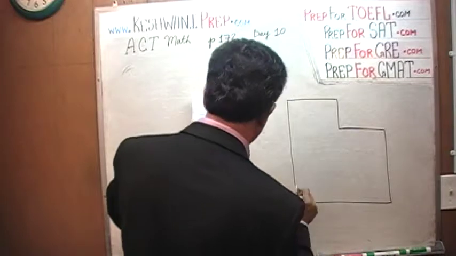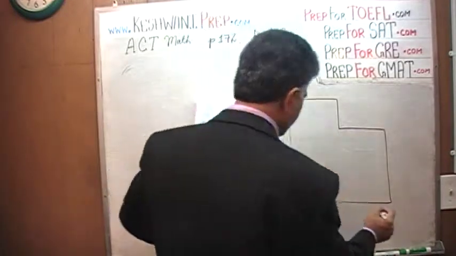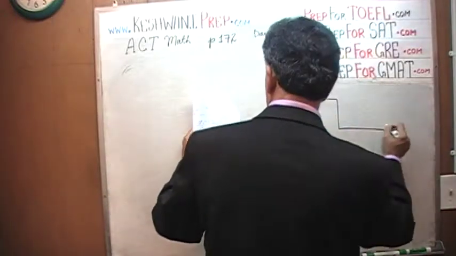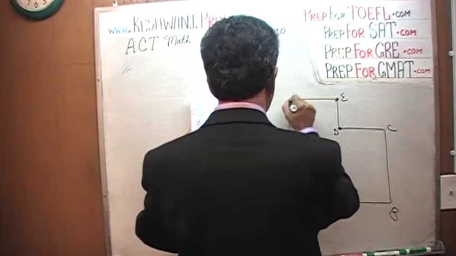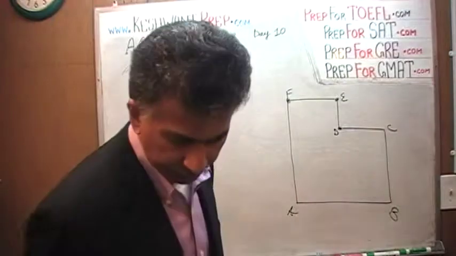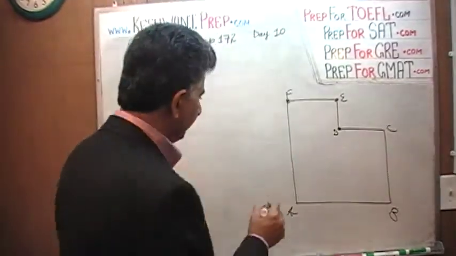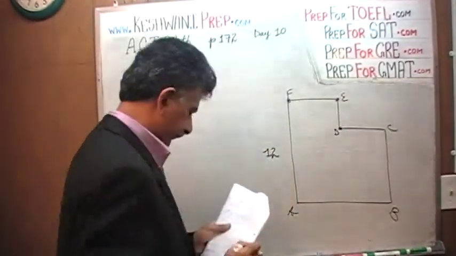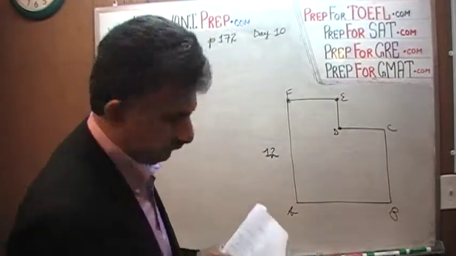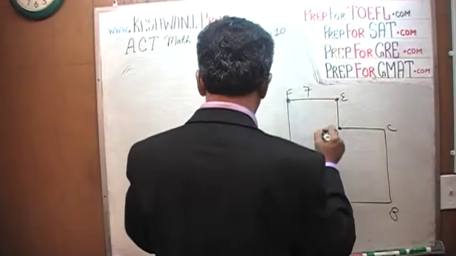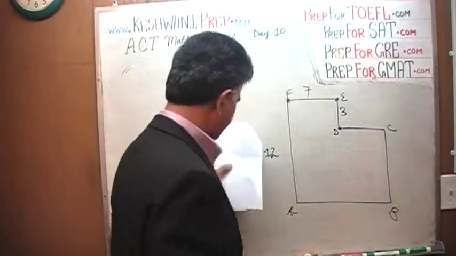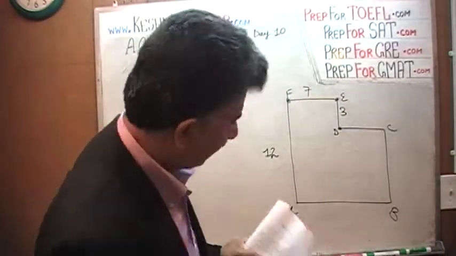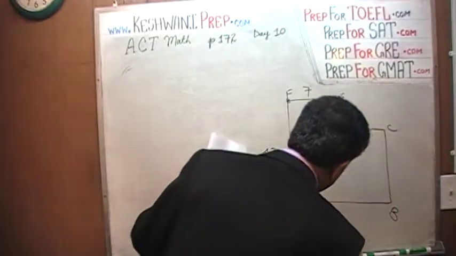This is A. Where's B? It goes this way. B, C, D, E, and F. Is that how it appears? Yep. A to F we are told is 12. F to E is 7. This we are told is 3. And that's about it. In the bottom we are told A to E is 10. A to B is 10.